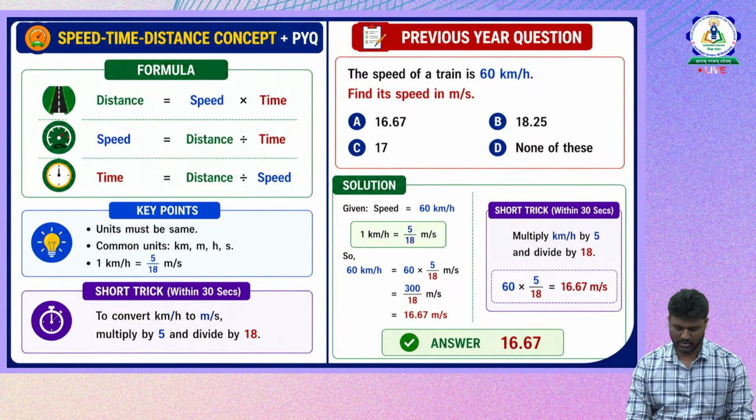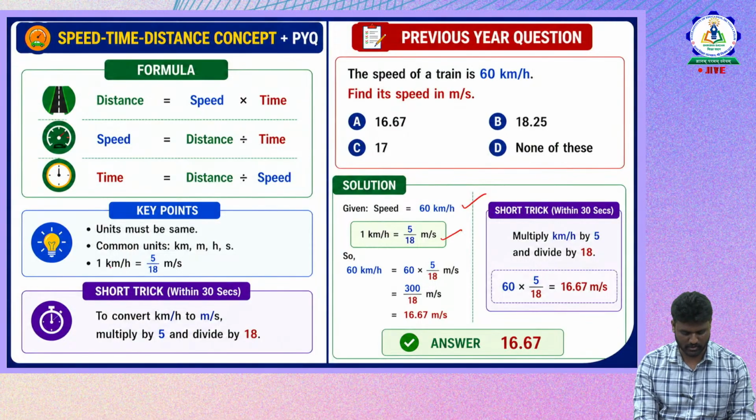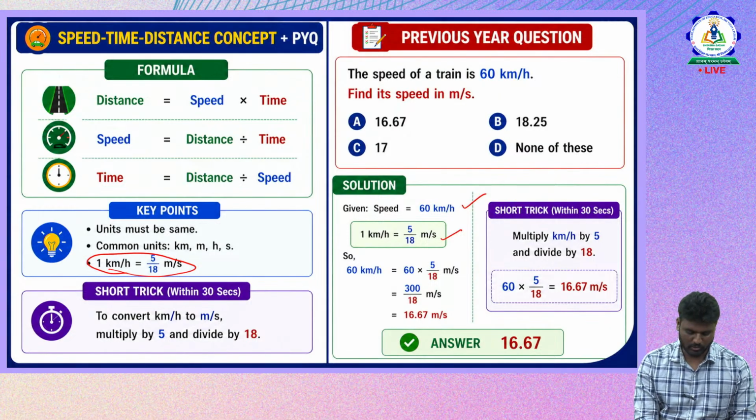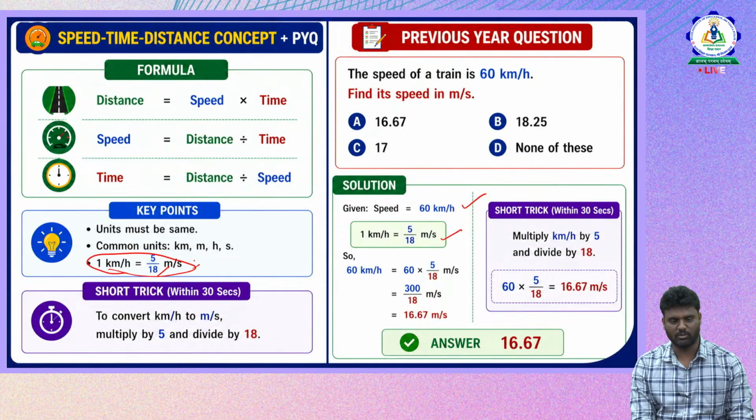Let us see what the given speed is here: 60 km per hour. So 1 km per hour is equal to 5 by 18 meter per second. That is the standard one we need to remember. Whenever we need to convert kilometer per hour into meter per second, we need to multiply with 5 and divide with 18. This is the standard value we need to remember in the calculation of speed.